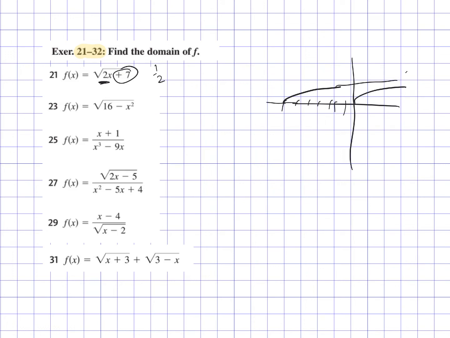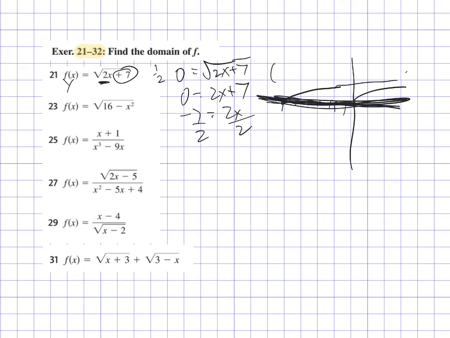So the question is, when is this equal to 0? When f of x, or y, is 0, that's the x-axis. When y is 0, what makes the right side go to 0? That's what it's asking. All right, so if we square both sides, subtract 7, and divide off the 2, that's -3.5. 3 and 1/2, not 3/2. -3 and 1/2. Okay?